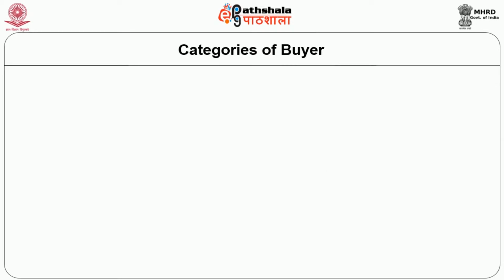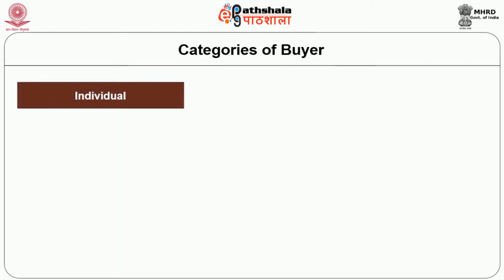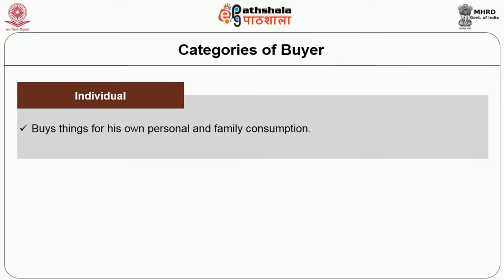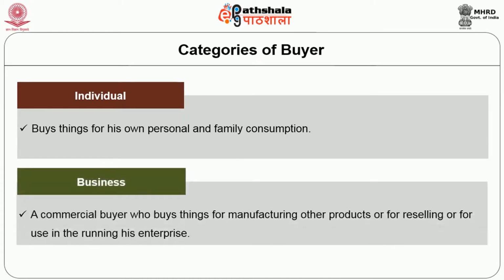There are two categories of buyer. First, the individual buyer. An individual buyer buys things for his own personal and family consumption. The business buyer is a commercial buyer who buys things for manufacturing other products, or for reselling, or for use in running his enterprise.